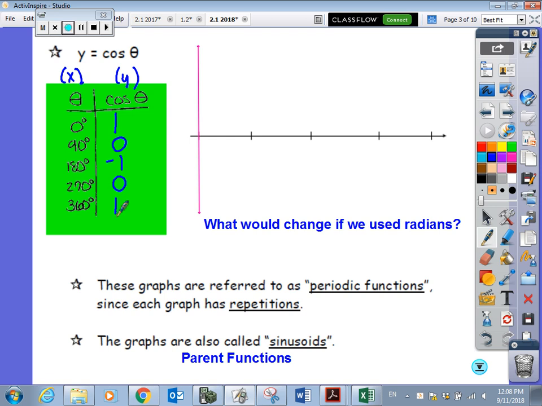Okay? So we're going to plot these just like we would before. I'm going to go ahead and fill in my x-axis. You can do them one at a time. And 360. So at 0 degrees, y is equal to 1. Plot that point. At 90 degrees, y is 0. At 180, negative 1. 270 at 0. And at 360, positive 1. So now I start here.